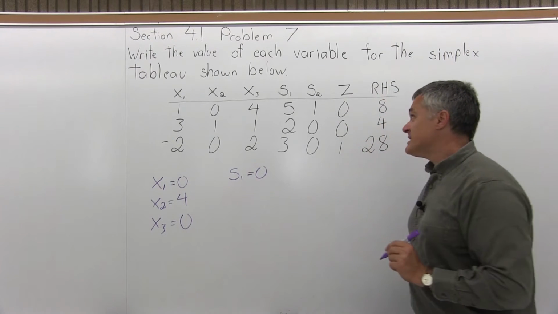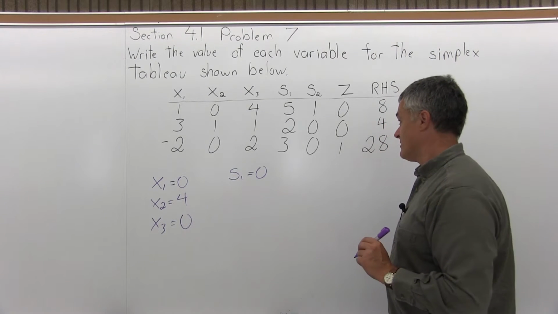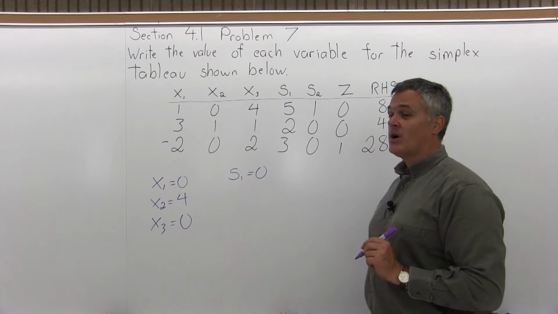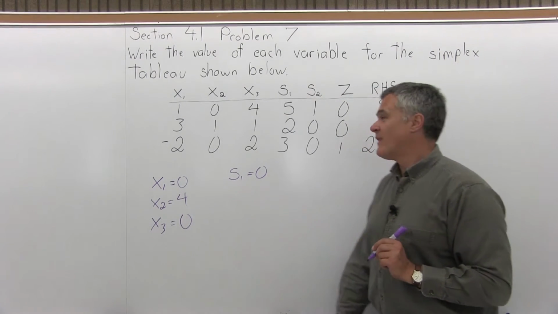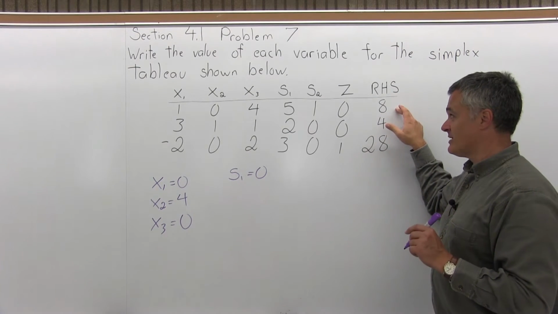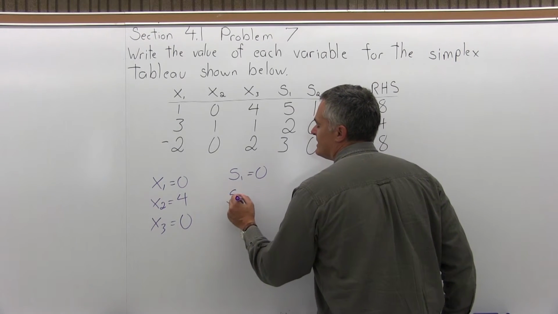The next column is S2. It does have a special column of all zeros and a single 1. The S2 column is 1, 0, 0. So it has a value. The height of the 1 is the top position. So if I go to the RHS column and look in the top position, the same height as the 1 in the special column, I see an 8. So S2 is equal to 8.